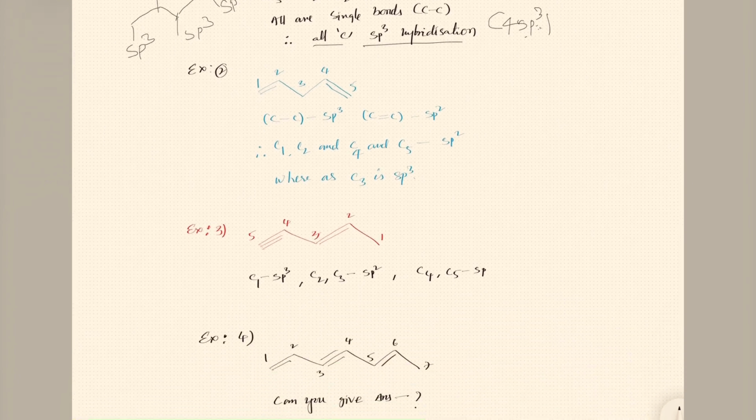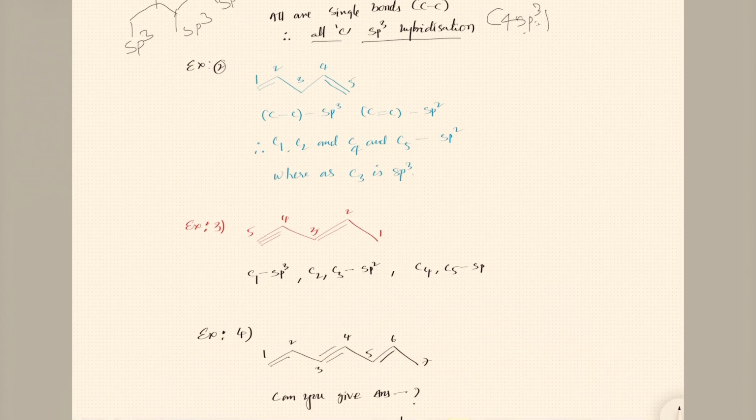Clear? Next we will go for one more molecule. It contains two double bonds, here is one, here is one. Just now we discussed: a single bond means sp3, a double bond means sp2. So just by seeing the molecule, you can understand that at C1, C2 and C4, C5 we have sp2 because of the double bond, whereas at C3 we have only single bonds, that is sp3.